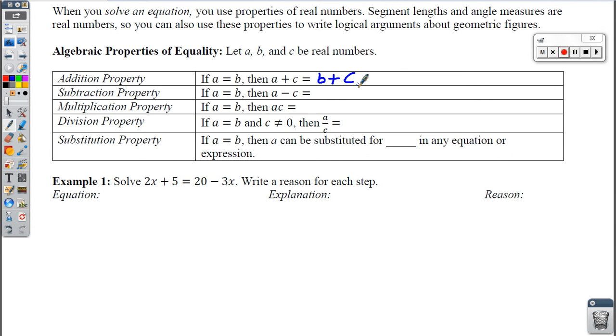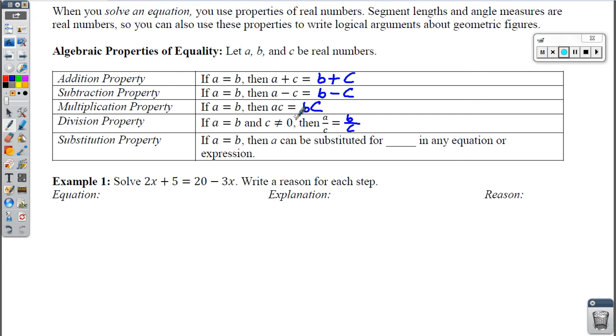So this is how we solve equations. We can use this property when we're solving equations. The reverse of that would be the subtraction property. If A equals B, then if we subtract C from A, that's the same thing as subtracting C from B. Multiplication property. Again, if A and B are equal, then if we multiply C by A, that's the same thing as multiplying B by C. And then division, same thing. If A and B are equal, then if we divide A by C, that's going to be the same thing as dividing B by C.